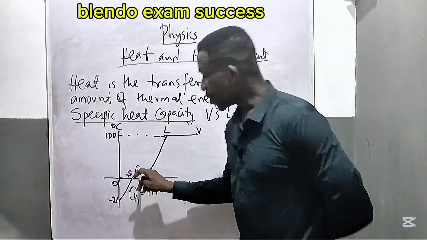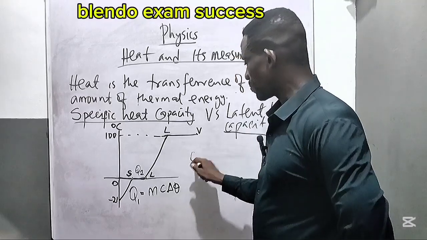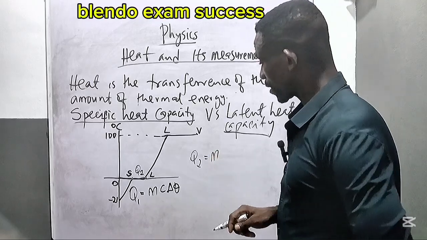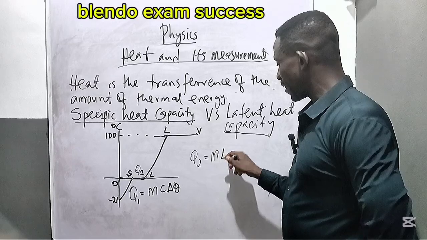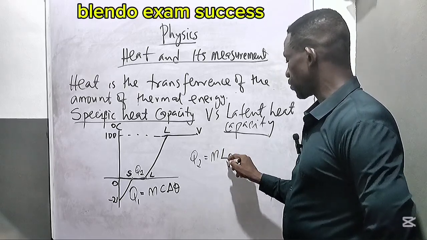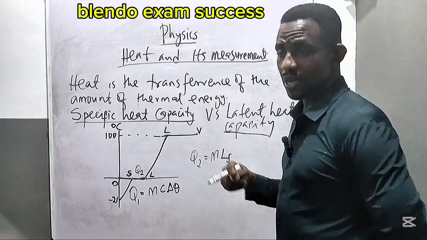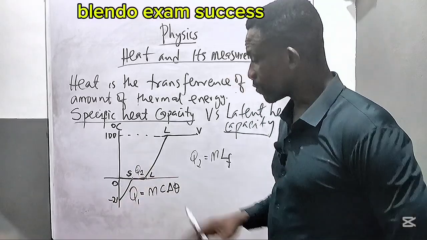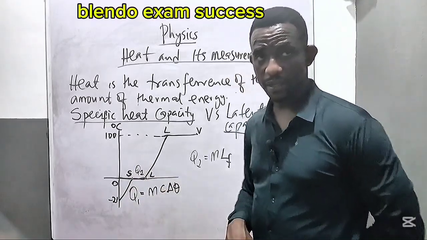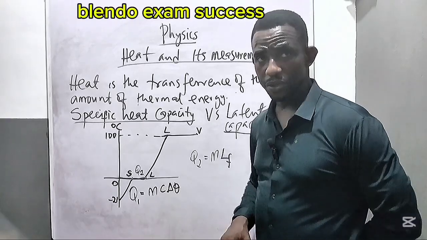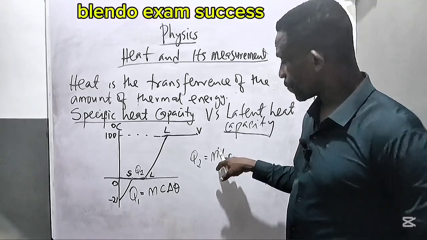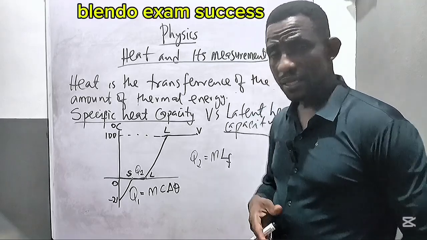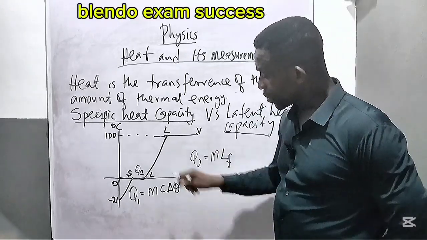So at this point, where the temperature is constant, Q2 is equal to mass of water multiplied by latent heat of fusion. Latent heat of fusion is the amount of heat needed to change the phase, to change the state of water from solid state to liquid state at constant temperature. The latent heat of fusion is kind of hidden heat. It is the heat needed to break those bonds. That is latent heat.